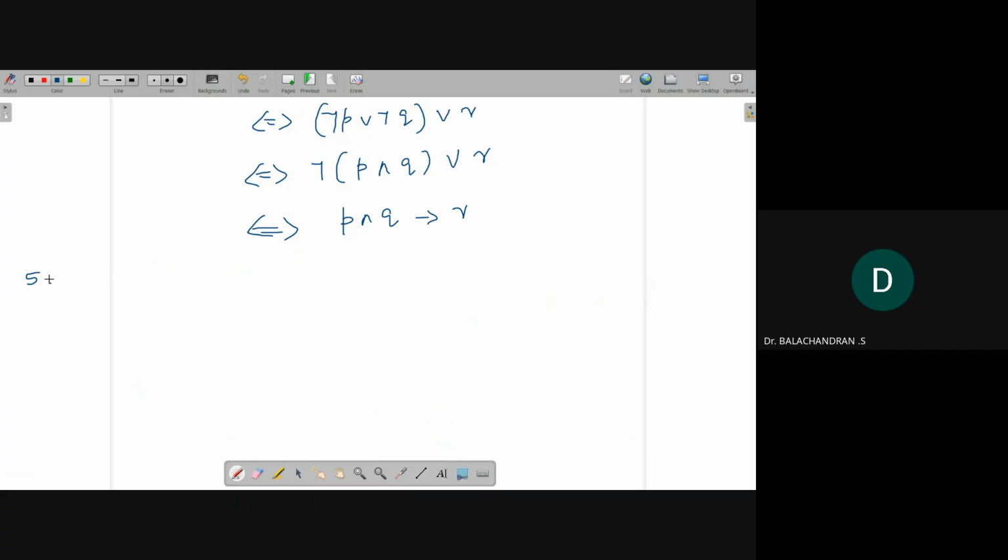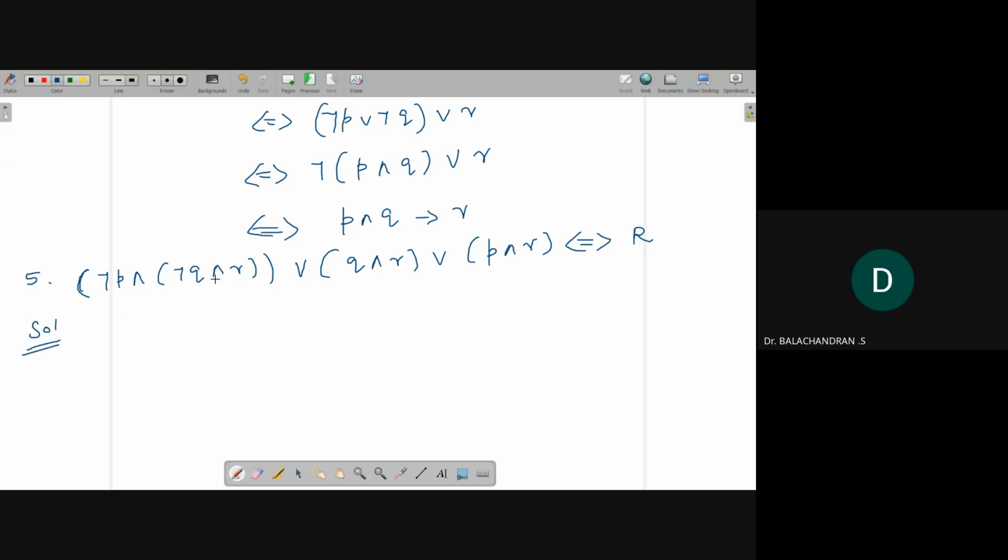Next problem. Negation of (negation P and negation Q and R), close the bracket and close this bracket, and then (Q and R), (P and R), which is equivalent to R. Solution.